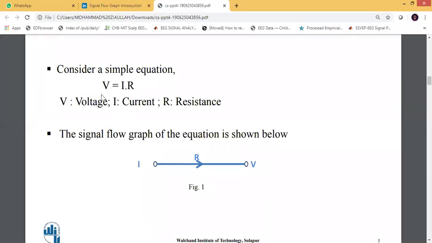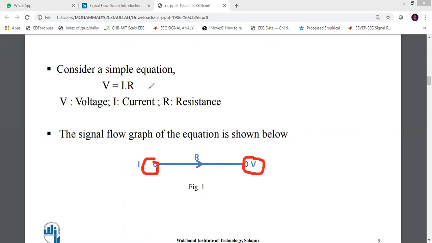Here V represents my output, I represents my input, and R is nothing but the internal resistance of a particular conductor. So the signal flow graph for the given equation has two nodes. You can see the dotted lines representing one node, and I have one more node at the output side.